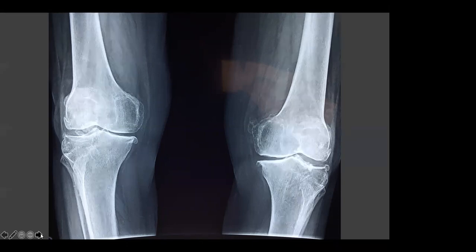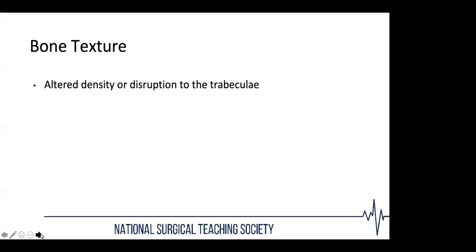So going back to our acronym, we've reviewed the alignment and joint space. Now we move on to looking at the bone texture. So if you remember, in the earlier stages of medical school, you'll remember that trabeculae are the fine white lines within the substance of the bone. So essentially, when you're looking at the bone texture, you really need to review any alterations to the density or disruption to the trabeculae, which could suggest a pathology.